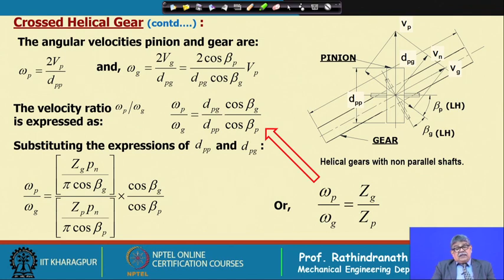Here again I repeat that in case of crossed helical gears or non-parallel shaft gears, the helix angles are different. Not only that, their directions are also the same. If the pinion is left hand, then it will be left hand for the gear also.